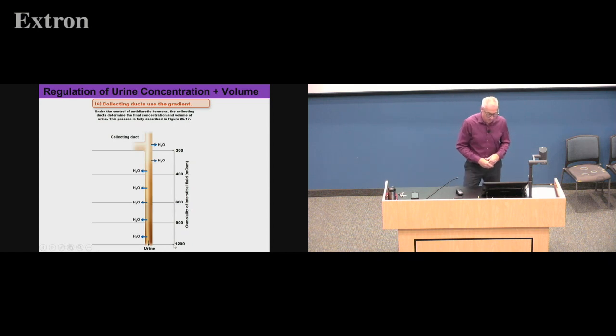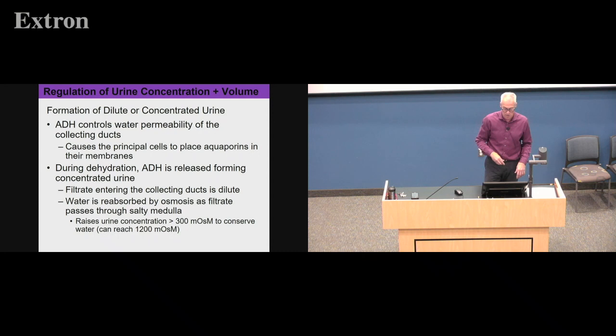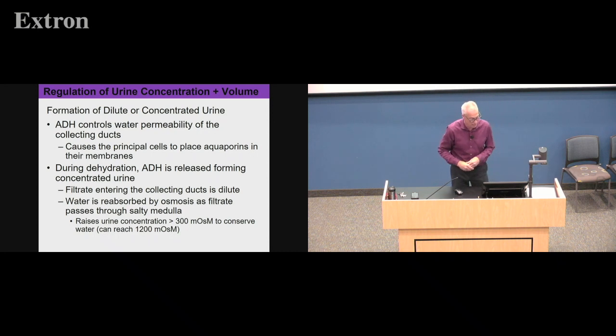milliosmolar, and the fluid in the collecting duct, as you may remember, is very, very dilute, maybe as low as 50 milliosmolar. So very dilute fluid coming from the distal tubule into the collecting duct, and as it travels down into the salty environment, it becomes more and more concentrated, and it may achieve a very high concentration. That only happens in the presence of ADH, Antidiuretic Hormone.